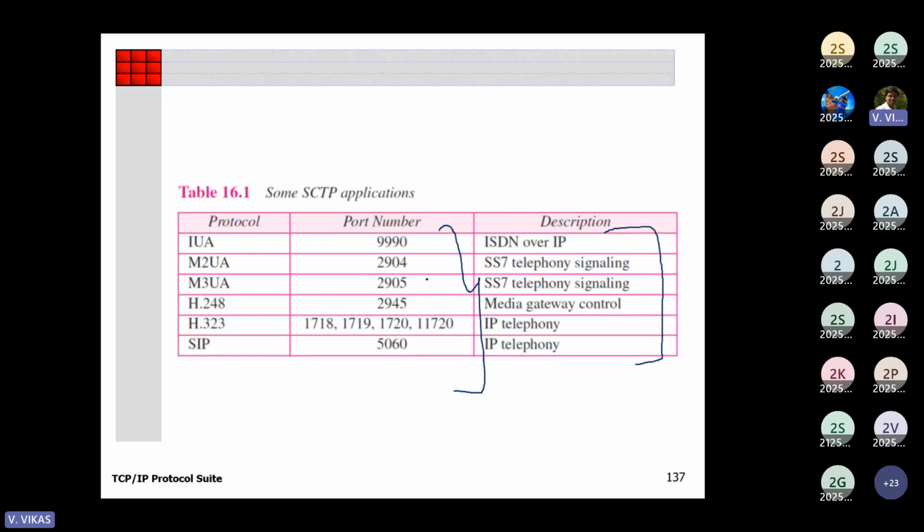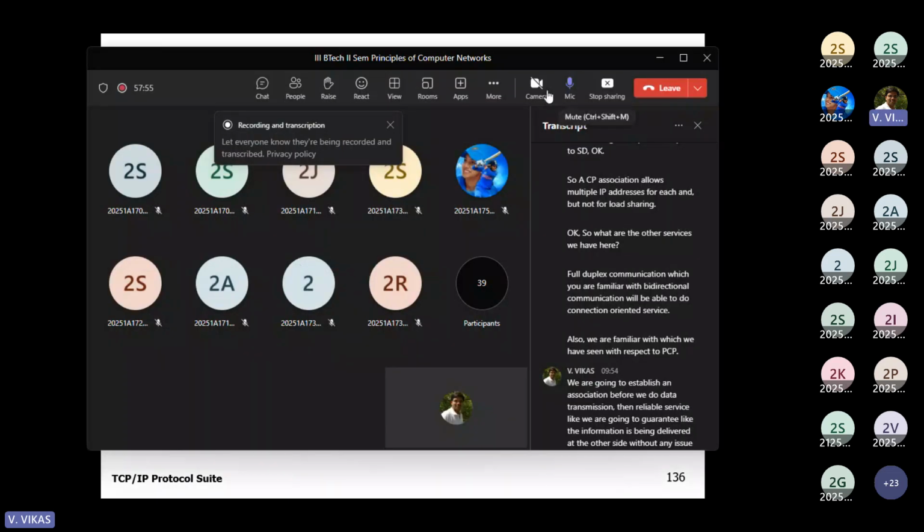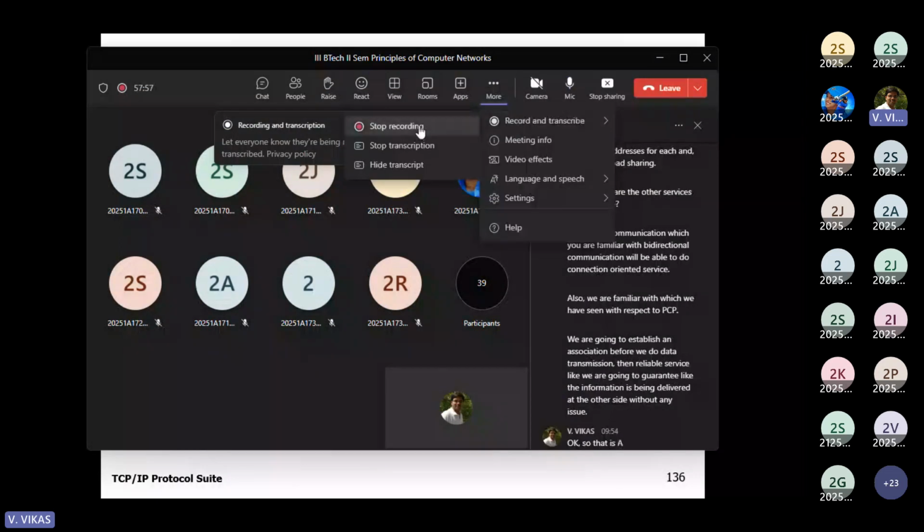So what are the other services we have here? Full duplex communication, which you are familiar with; we can do bidirectional communication. Connection-oriented service we are also familiar with from TCP; we establish an association before we do data transmission. Then reliable service, where we guarantee that the information is delivered at the other side without any issue. Okay. That is the services of TCP.